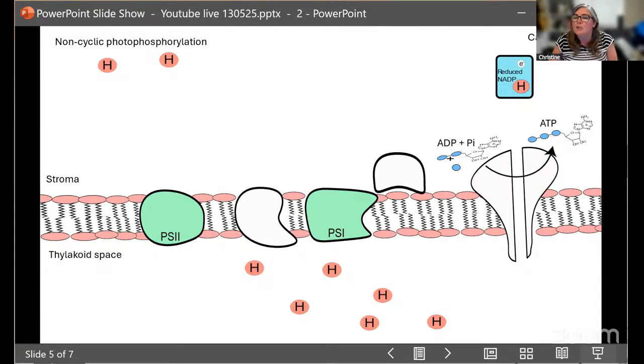So where do the hydrogen ions come from? Well, remember, there are hydrogens and ions all over. We haven't done photolysis yet.